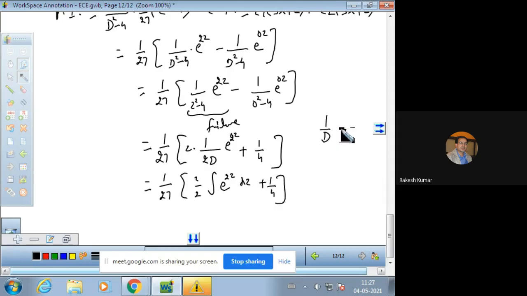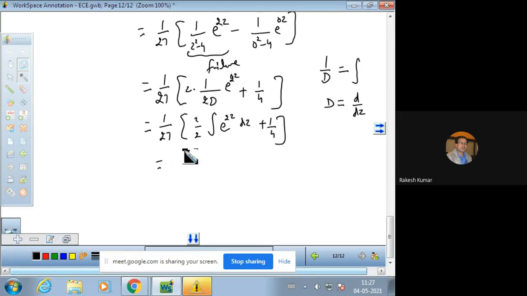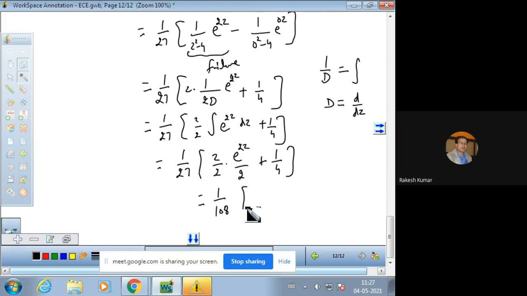1 over D means integral, and simple D in the numerator means derivative d by dz, because we are in the z variable. So this comes out to be 1 over 27. This is z over 2 into e raised to power 2z over 2. This is the integration. So 27, 4 can be taken common. That is 1 over 108, z e raised to power 2z plus 1. This is the particular integral in terms of z now.